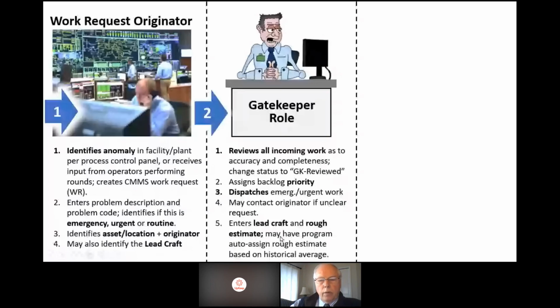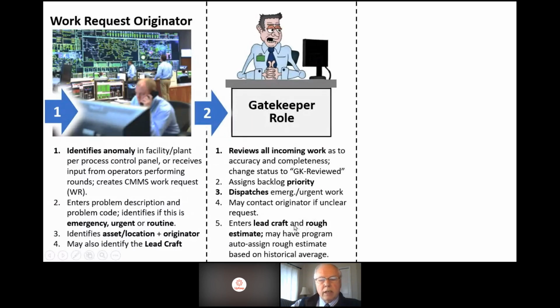Okay, and further, this design that I'm discussing could have an automatically assigned rough estimate based upon historical average, looking at all actuals for that lead craft going back 1, 2, 3 years. You could do that and then have this guy review it and tweak it, perhaps.